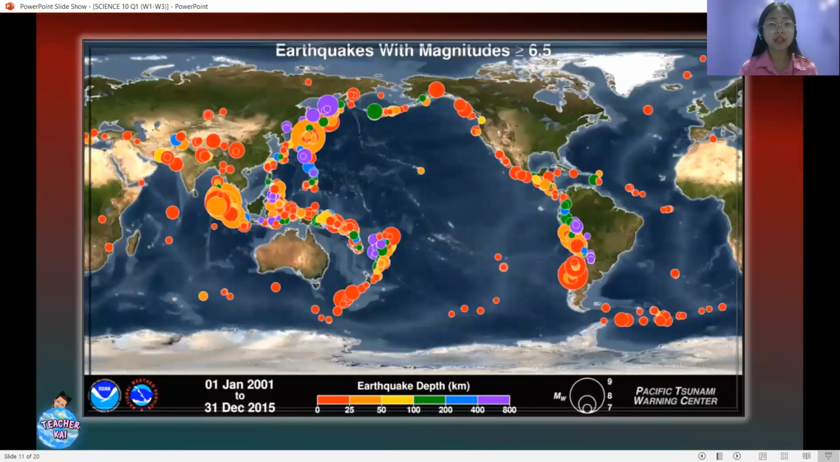Next, i-remove naman natin yung mahihinang lindol. So nakikita nyo, yung malalakas na lindol na lang. Nakikita nyo na ba yung Philippines? Ayan. So nandito ang Philippines.